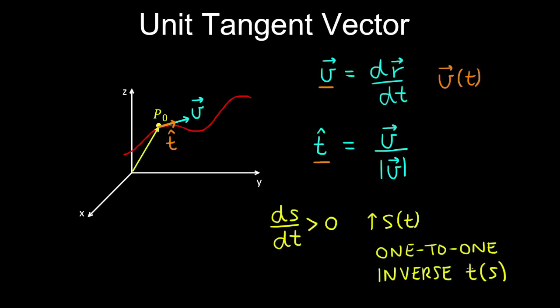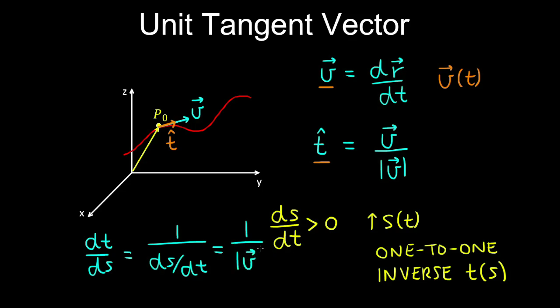Therefore the derivative of this inverse function, the derivative of t with respect to s, can be written as the reciprocal of ds/dt. And recalling ds/dt was the speed, or magnitude of velocity, we can write this as the reciprocal of the magnitude of the velocity. So this is the derivative of the inverse function t of s.